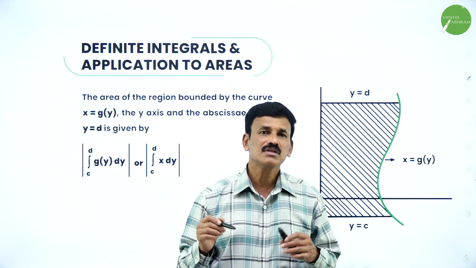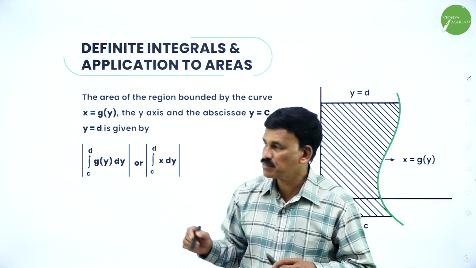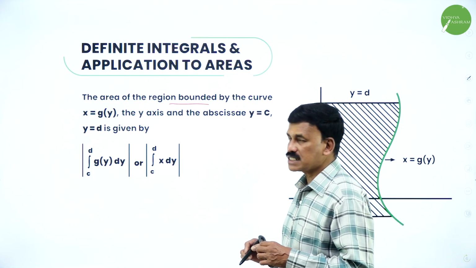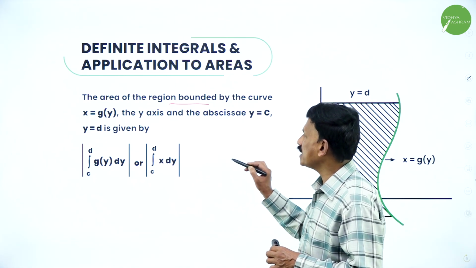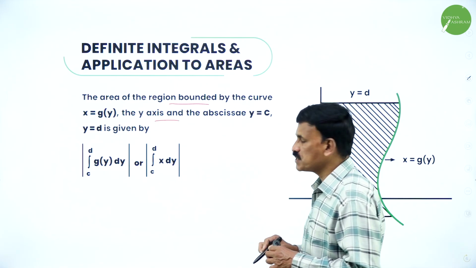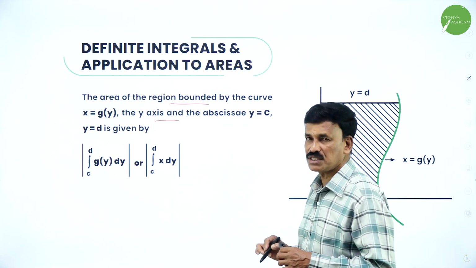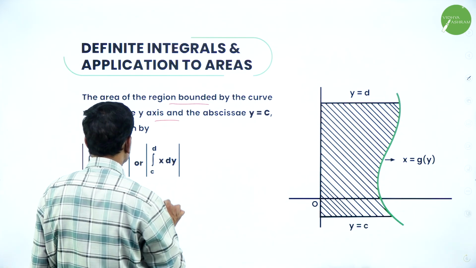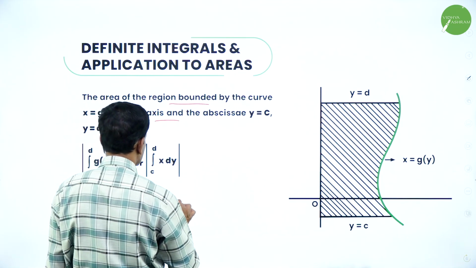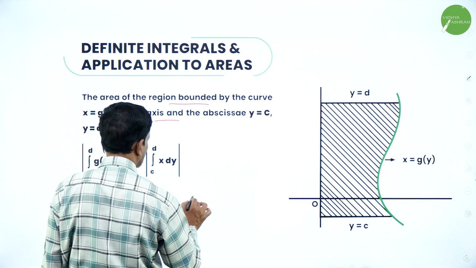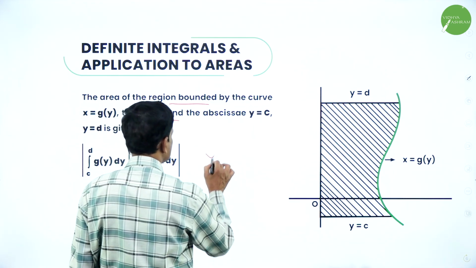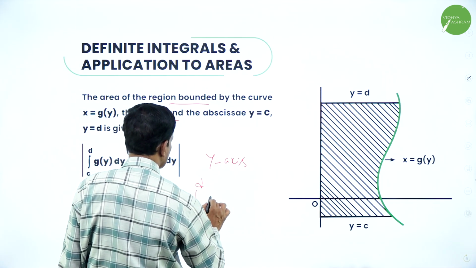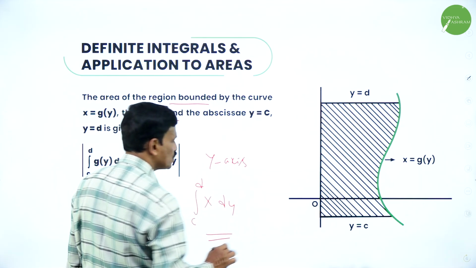Similarly, if the curve lies on the y-axis, that means the area of the region bounded by the curve x is equal to g of y, the y-axis, and the abscissa y is equal to c and y is equal to d is given by integral c to d g of y dy, or integral c to d x dy. Therefore, the area bounded by the curve on the y-axis is given by integral c to d x dy.